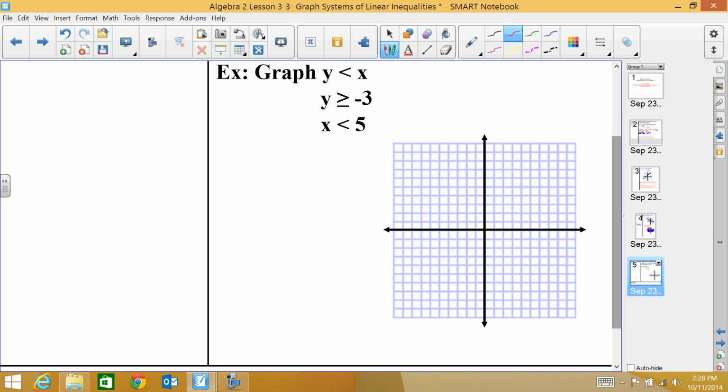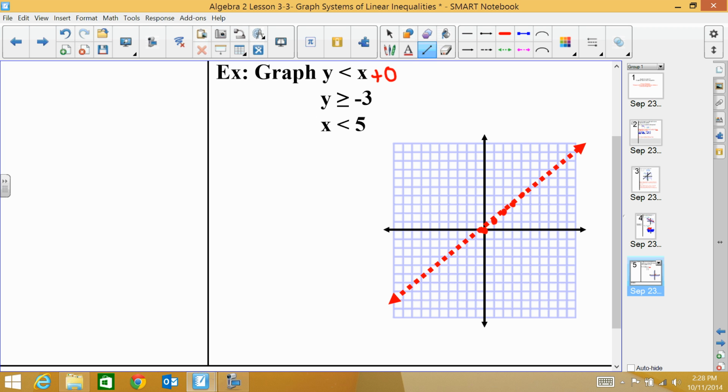So at first I'm going to graph y is less than x. So I'm going to use red for this. So I have a y-intercept of 0 because there's no number on the end. And my slope would be a 1. So I go up 1 over 1. And my line would be dotted because there's no equal to sign underneath. Okay. And then I would shade below the line. So I'm just going to draw arrows indicating which way I'm shading. That way it's easier to see where they overlap.